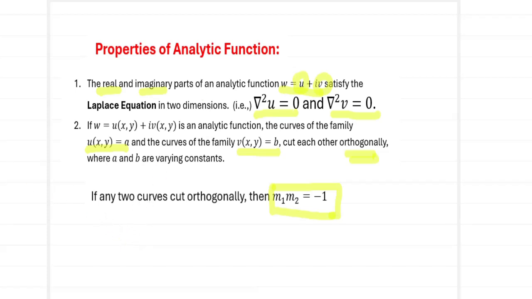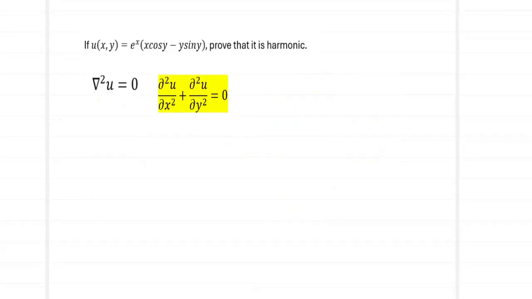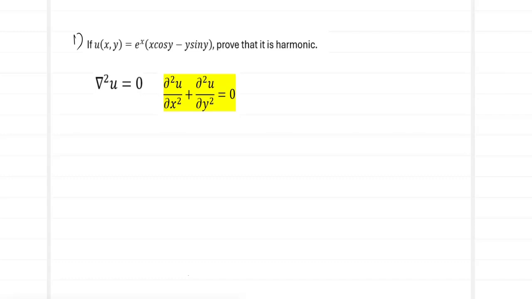Now we are going to see how we can use these properties to solve our problems or verify these properties of analytic function. So the first problem will be, now we will try applying this property to a problem. If u(x, y) is e^x (x cos y - y sin y), we will show that this u is going to be harmonic in nature. What do you mean by harmonic?